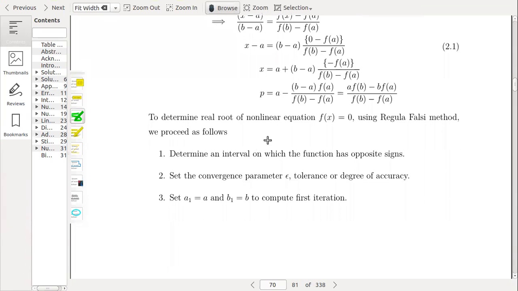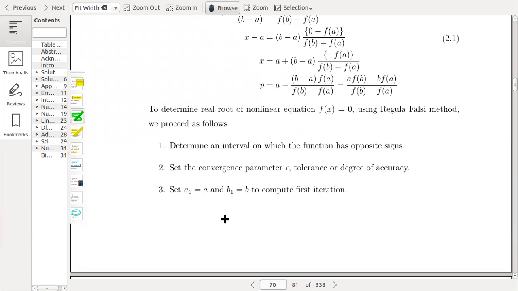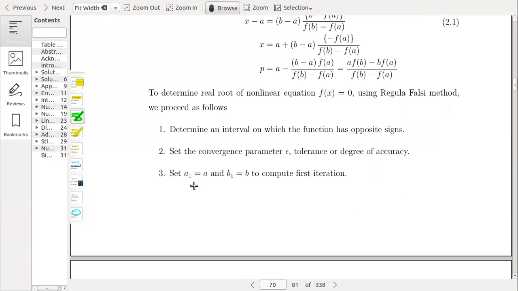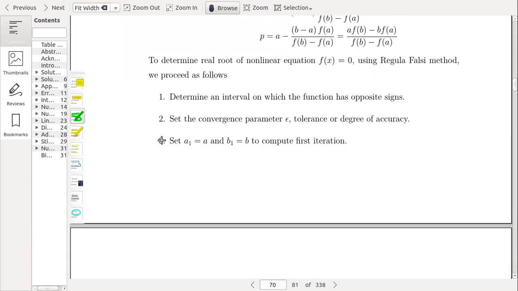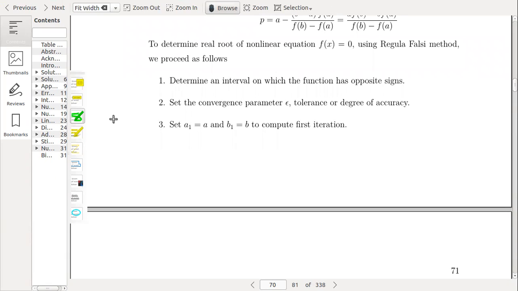So determine real roots of a nonlinear equation using Regula Falsi method. The following steps are necessary to be executed. The first step, if the interval is not given, then we will find the interval on which the function has opposite signs. Why do we need to determine this interval? Because we will apply the intermediate value theorem to guess where the root is and in which interval the root lies. The second step is to set the degree of accuracy.